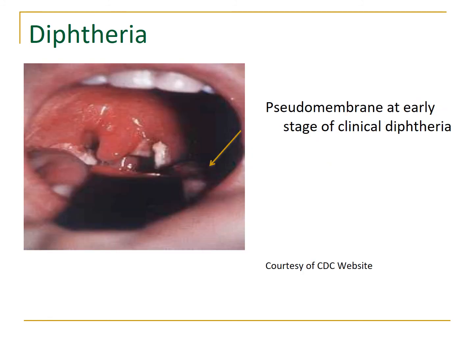This shows the pseudomembrane at an early stage of clinical diphtheria. The toxin produced by the organism is synthesized in the local area, producing a lesion where necrotic tissue is accumulated, along with the fibrin, white blood cells, red blood cells, and bacteria, creating a membrane-looking structure called pseudomembrane. This is the hallmark of this infection.